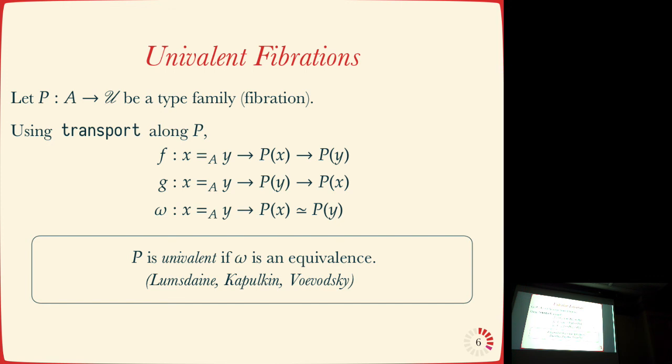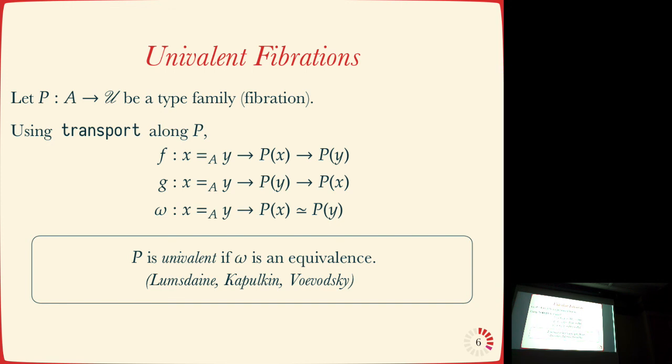So if you have the path x equal to y in A, you can substitute x for y, and P x goes to P y. Also, x equal to y implies y equals x, so you can go from P y to P x. So using those two functions, you can show that P x is equivalent to P y, which is what this map omega is. So I'll say that this type family P is a fibration, and I'll say that P is a univalent fibration if omega is an equivalence.